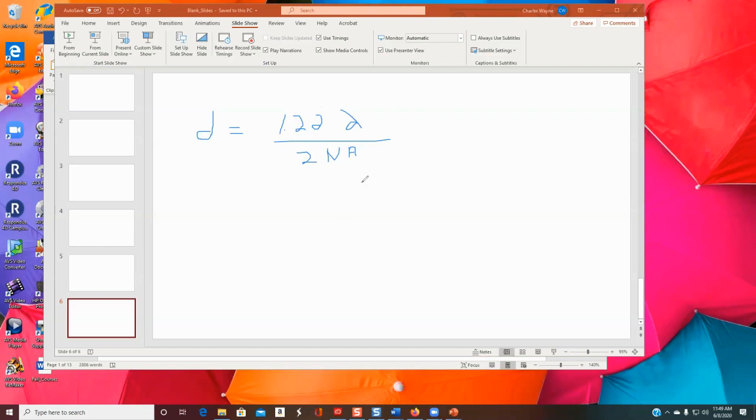What is lambda? Lambda is the wavelength of light. I don't expect you to know that, but I can tell it to you. White light is approximately 5,000 angstroms. So I must give you that number. I do not expect you to know it. And so that's what we put here. Numerical aperture comes off the microscope.